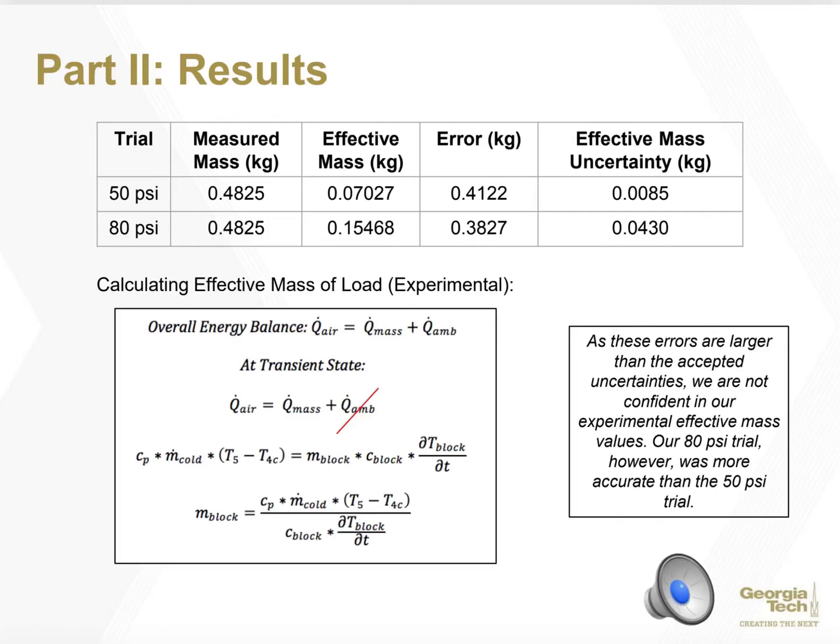As can be seen in the error column of the table, because the error values are larger than the uncertainties calculated using EPA, we are not confident in our experimental effective mass values. Our 80 psi trial, however, was more accurate than the 50 psi trial. These large errors are likely due to a combination of errors during data collection as well as sensor uncertainties.